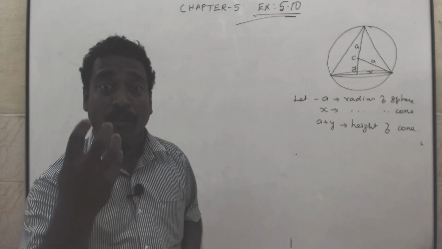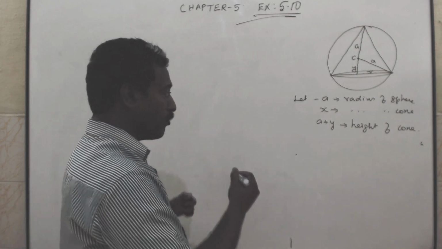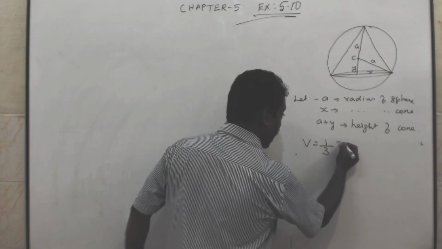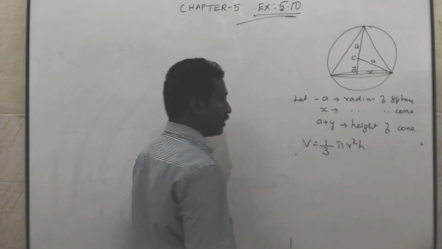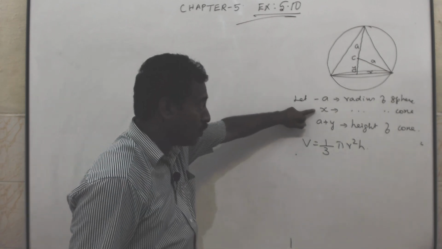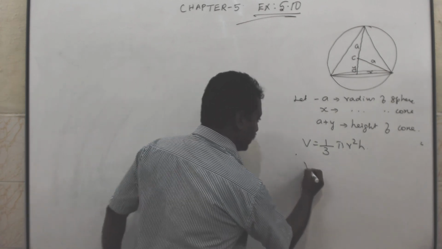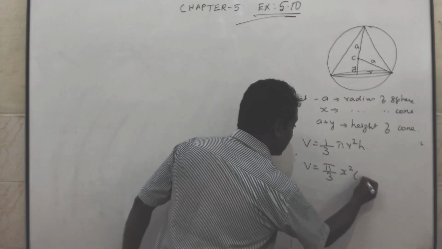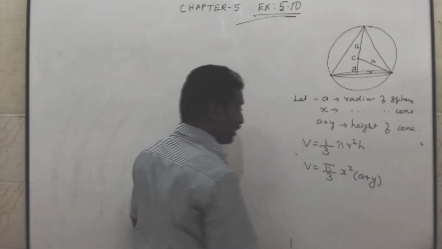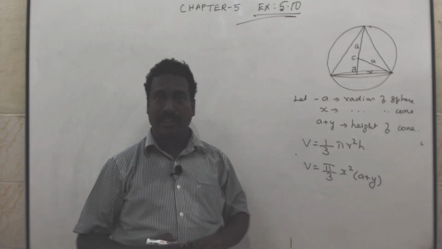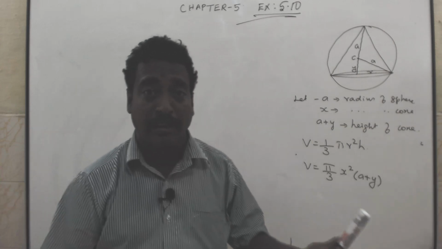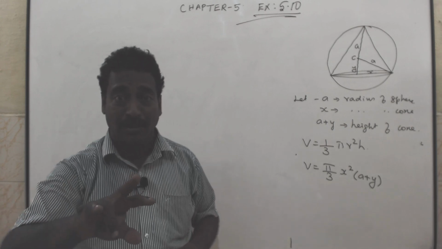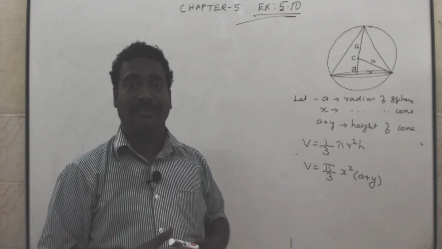First you have to find out the volume of the cone. What is the volume of a cone? V equal to 1 by 3 pi r square h. We know that the radius of the cone is x. V is equal to pi by 3 x square, h is a plus y. Here there are 2 variables, x and y. With the help of 2 variables we can't find out the maxima and minima. We have to convert one variable in terms of the other variable.